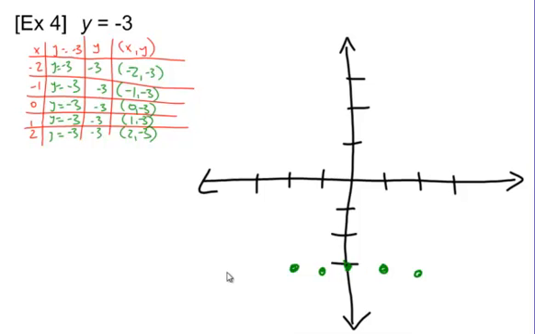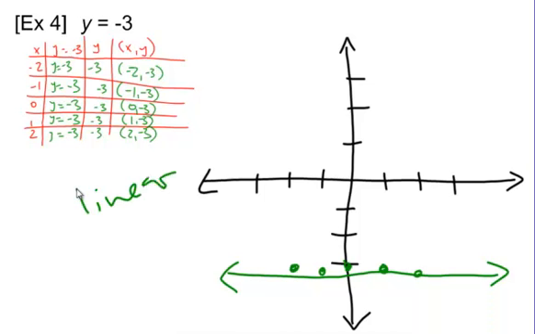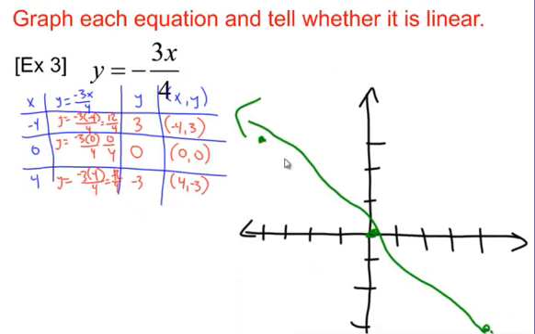Look at this. It's a straight line all the way across. No matter what x is, right, no matter what x is along this line, y is always going to be negative 3. So that's why we just get this straight line across negative 3. No matter what you plug in, y is always negative 3. So this is linear, right? Just remember, any point on this line is a solution to this equation. Like any point on this line is a solution to negative 3x over 4.